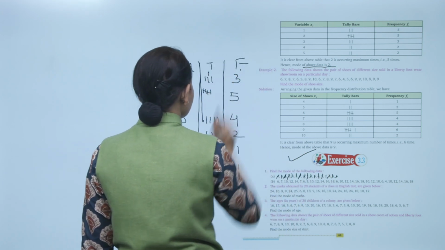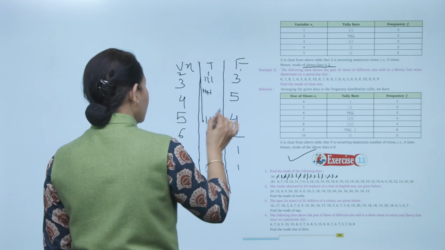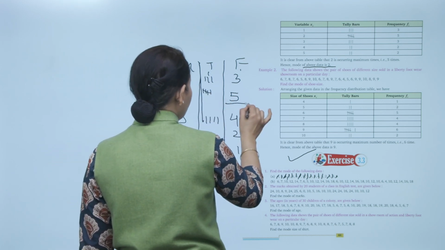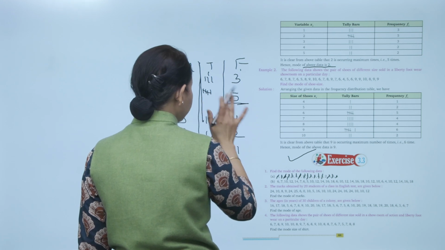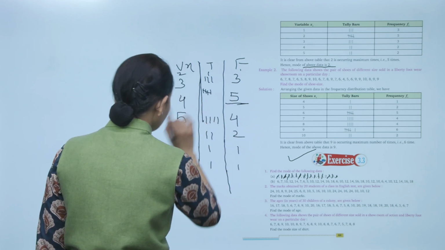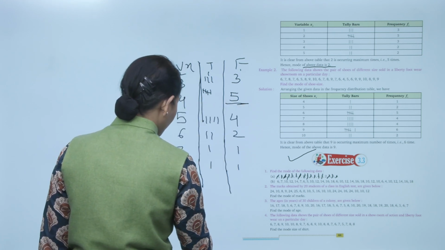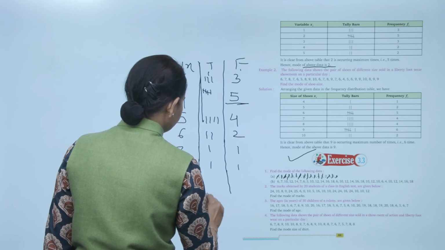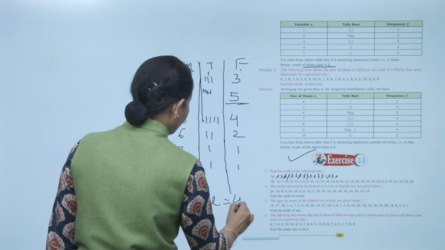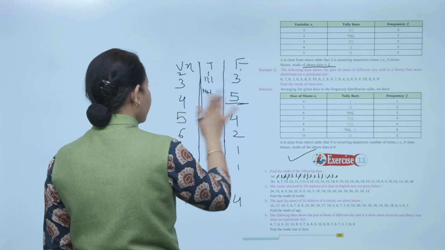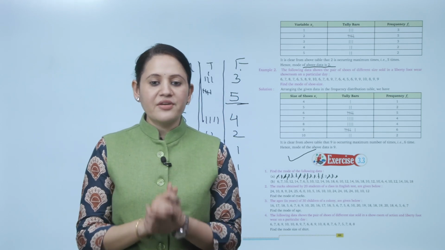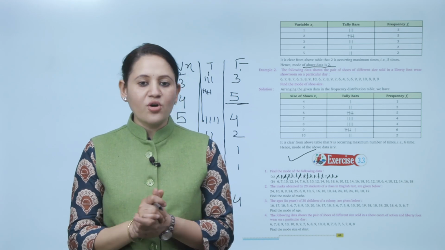So frequency is 1. As we see from the table, number 4 comes the maximum number of times, 5 times. So frequency here is 5. So the mode of the given data is number 4, which comes the maximum number of times, that is 5. So this is how we can find out the mode of the given data. So you have to practice all the questions.